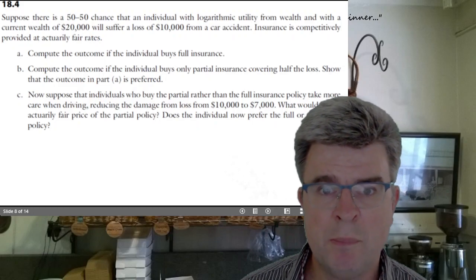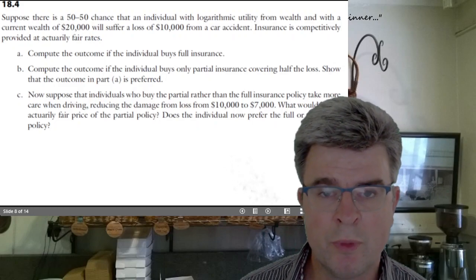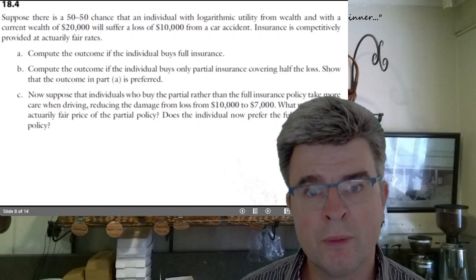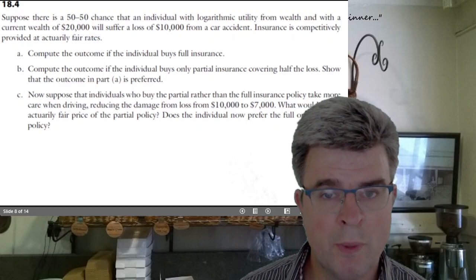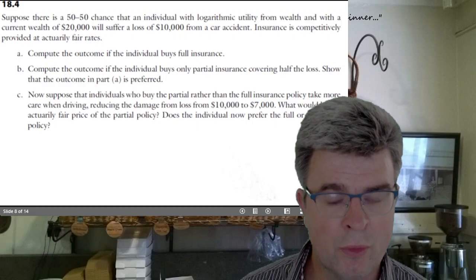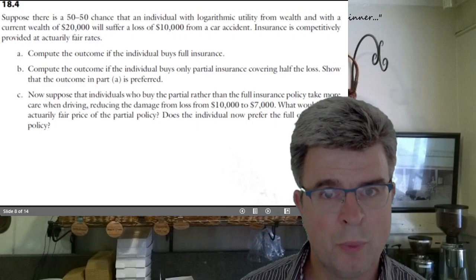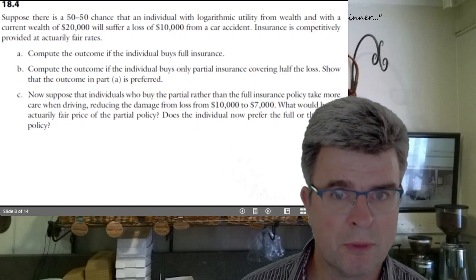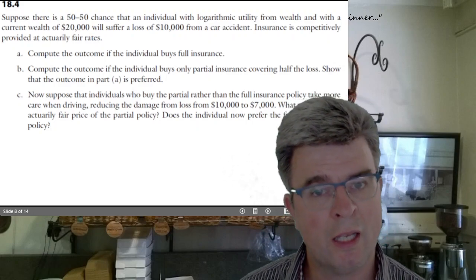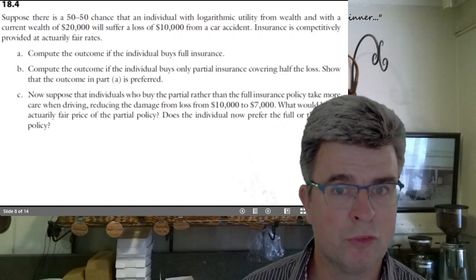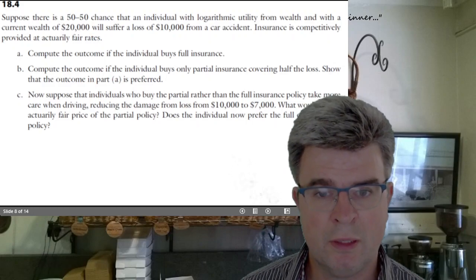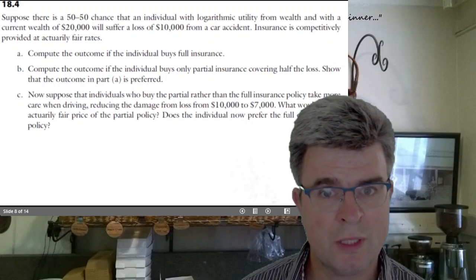In exercise 18.4, we have to deal with a situation where there's uncertainty about the state of the world that will occur. An individual may happen to experience an accident or not. The individual has an initial wealth of $20,000. If he experiences an accident, he will suffer a loss of $10,000. If no accident happens, then his final wealth will be identical to his current wealth. And we have a number of sub-questions, A till C.